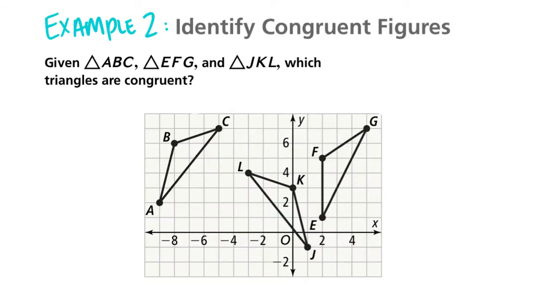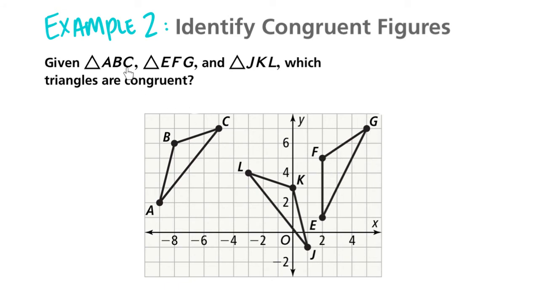Now for this problem here, it's showing us 3 different triangles, and we're supposed to figure out which of these are congruent. Or in other words, can I get one of these triangles to map onto another one of the triangles? Because if so, that would mean that it's congruent. So let's start by looking at triangle ABC and triangle EFG.